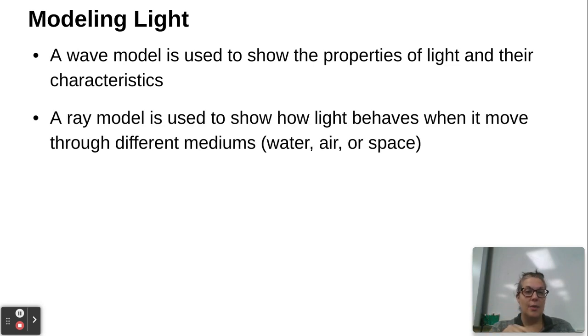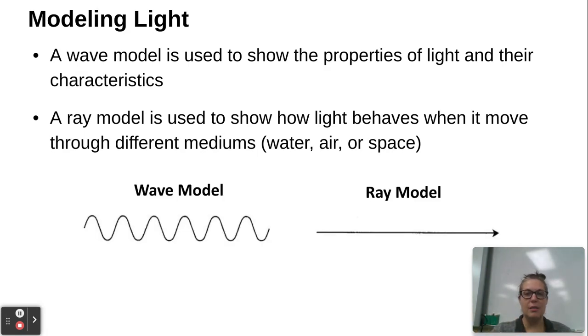What it doesn't show us is how light behaves. So we use the ray model. When we talk about how it behaves, we're talking about mostly the direction that it's traveling. So a ray model is used to show how light behaves when it moves through different mediums. A medium is, for example, water, air, outer space. So any medium is a substance that the light is moving through.